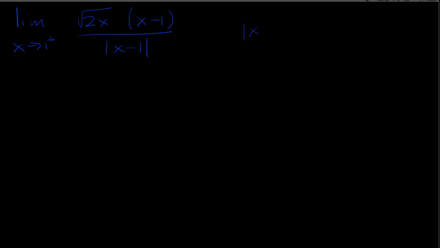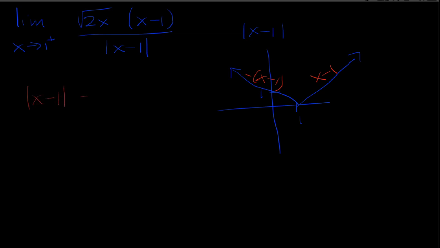So the graph of the absolute value of x minus 1 is basically the absolute value of x, but shifted over 1 unit. So it's something like that. To the right, you see the function x minus 1, and to the left is the function negative quantity x minus 1. So we can rewrite the absolute value of x minus 1 as negative quantity x minus 1 if x is less than 1, and x minus 1 if x is greater than or equal to 1.